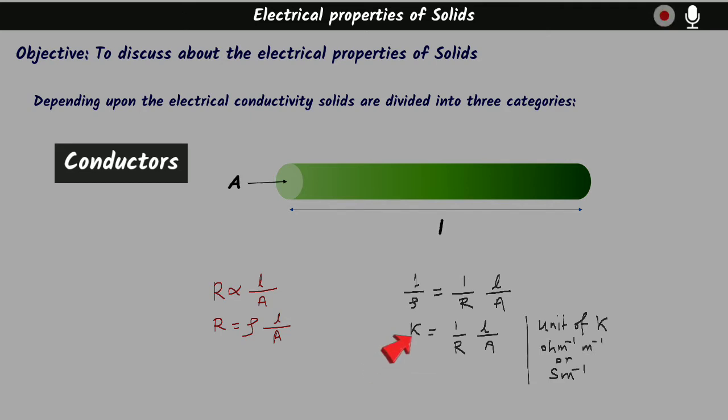Now one question comes to our mind. Why do we require this kappa instead of only R? We can even write 1 by R to represent the conductivity. 1 by R is capital G, or conductance. So we can use that, 1 by R. But why do we need this kappa?